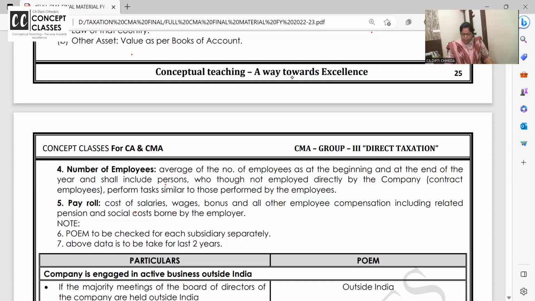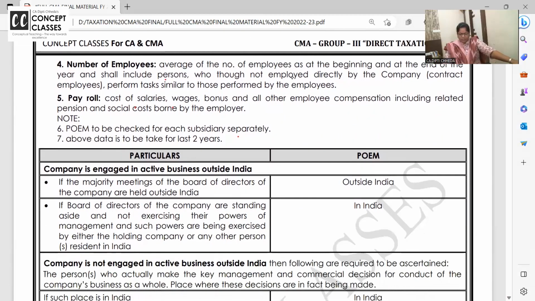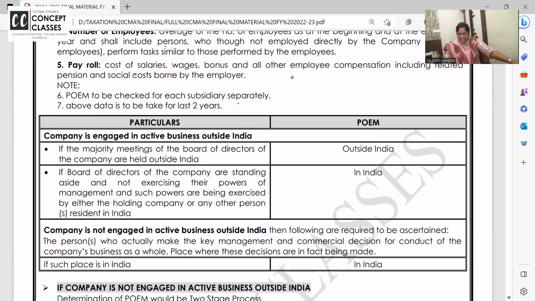Okay. POEM is to be checked for each subsidiary separately. If the holding company's POEM is outside India, it is not necessary that the subsidiary's will also be outside. So you have to check for each and every subsidiary, and this above data you have to take for the last 2 years where possible. Now, if the company is engaged in active business outside India, and if the majority of board meetings are also held outside India, it's outside India. If the board of directors are standing aside and not exercising powers, and such powers are being exercised by either the holding company or any other resident in India, then it is in India.